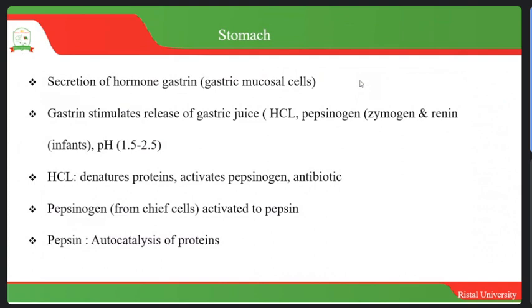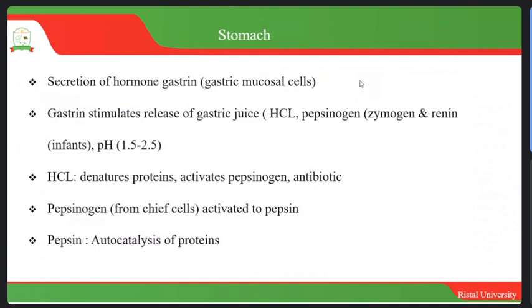To continue in the stomach, the secretion of the hormone gastrin is stimulated. It is secreted by the gastric mucosal cells, and it stimulates the release of gastric juice. What does this contain? It contains HCl, hydrochloric acid, and pepsinogen. Like I said earlier, we have pepsin in the stomach, one of the enzymes, sorry, not a hormone, which is produced in an inactive form. So it is pepsinogen, which is inactive, and then it gets converted into pepsin to act. For infants, there is also an enzyme called renin. The pH of the stomach is about 1.5 to 2.5.